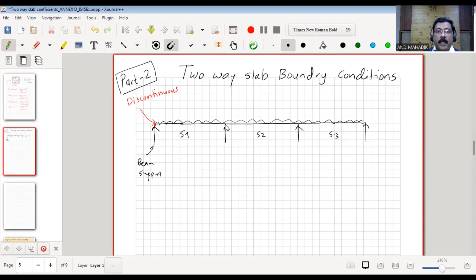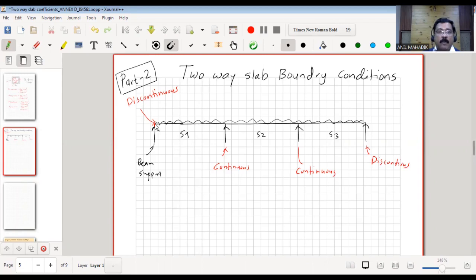Here, for S2 there is continuity to the left, so I can consider this as a continuous edge. Then this is also continuous for S2, and for S3 also, because to the left there is S2. And this end is discontinuous. So these words are important.